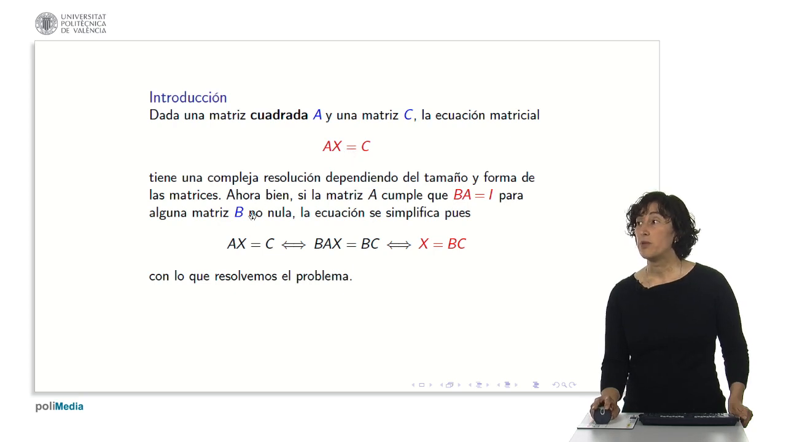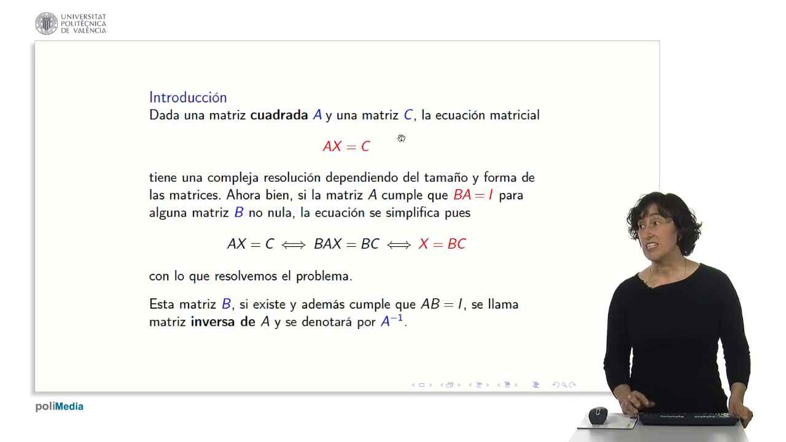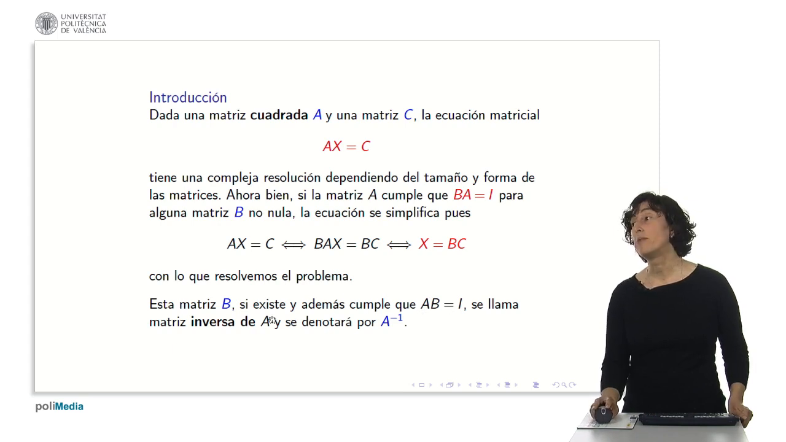Of course, that always happens when B exists. What happens if this B does not exist? The solution of this type of system is not simple. Well, if this B exists and also fulfills that A times B is also equal to the identity, it is what is called the inverse matrix of A, and it will be noted by A raised to -1. It is not that it is raised to the power of 1, but it is a notation. A raised to -1 means the inverse matrix of A.